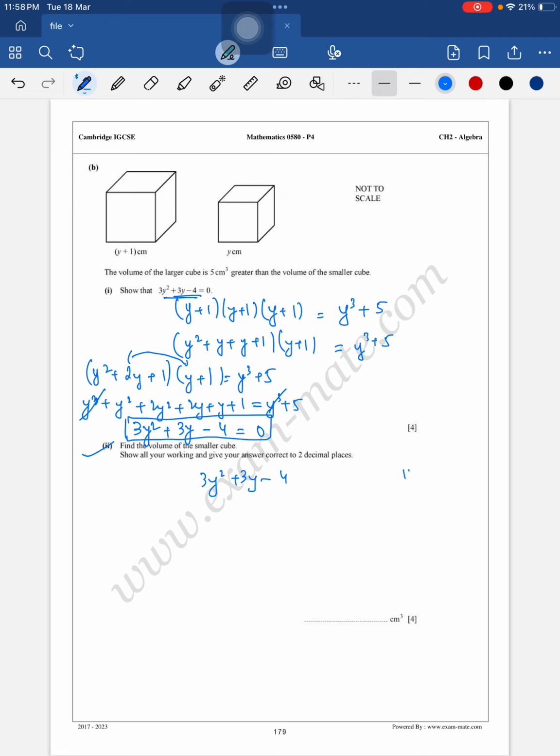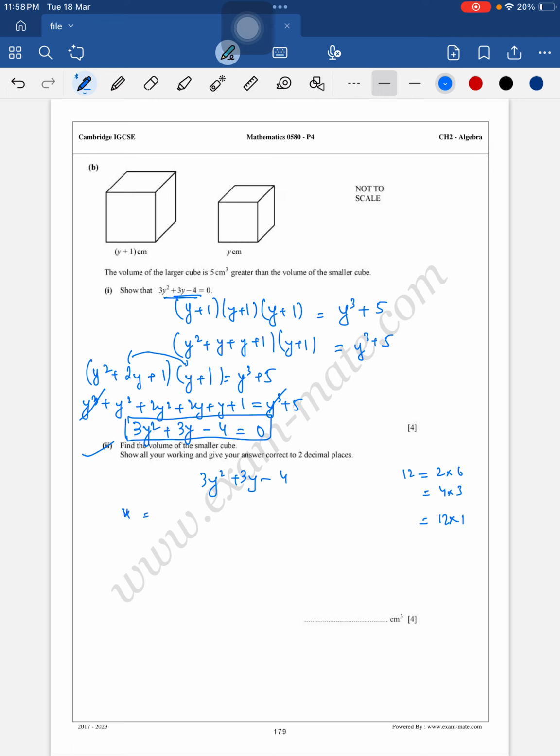So 4 times 3 is 12. 12's factors are 2 into 6, 4 into 3, 12 into 1. So if we see 2 minus 6 and 2 plus 6, no. 4 plus 3, 4 minus 3, no. 12, no. There is no combination which is breaking it into middle terms. So we will be applying the quadratic formula.